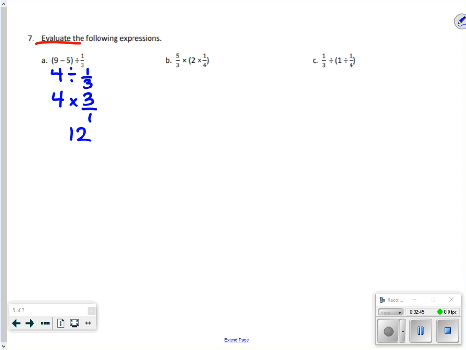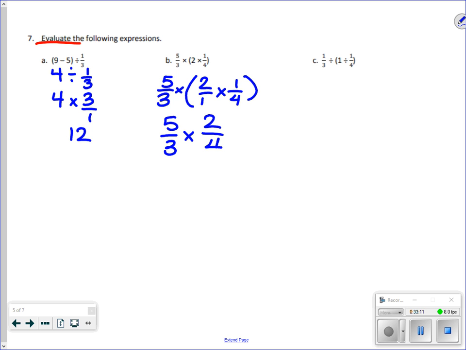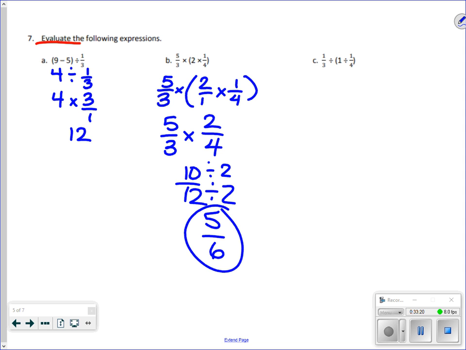Letter B. 5/6. If you didn't simplify, you got 10/12. If you did simplify, you got 5/6. Because 5/3 times, you would have 2 over 1. Can you please stop crinkling that bottle? 1/4. So then 5/3 times 2/4. 10/12 can be simplified by 2, 5/6. I have a question. Why couldn't you just make that 2/4 instead of 1/2 in the problem? I never said you couldn't. Oh, okay. Don't you still get 5/6 at the end? Yep.